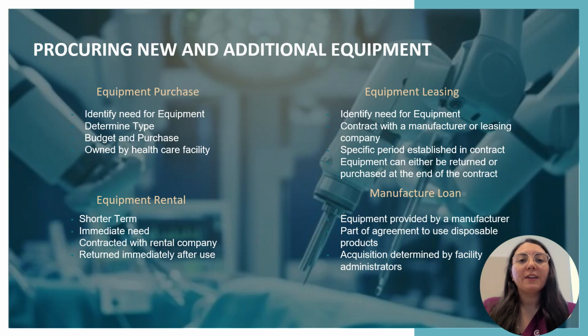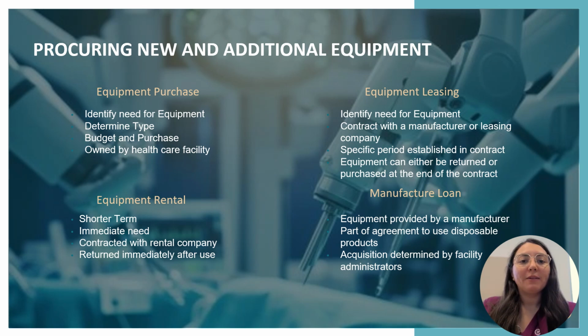As medicine advances and new technologies are introduced, healthcare facilities must acquire new patient care equipment. When a facility decides to purchase equipment, they will first identify the specific need for the equipment, then determine the type. Then they will budget the purchase and incorporate it into the system. This equipment is now owned by the facility.